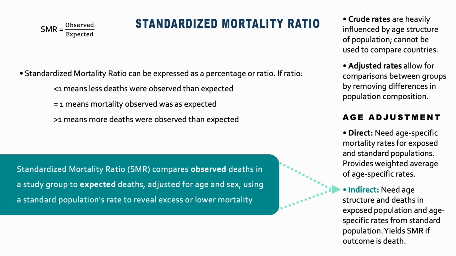Standardized mortality ratio is an indirect method of standardization. It allows for comparisons between groups, which is helpful in cases like this. You're going to divide the observed by the expected, and it can be expressed either as a percentage or as a ratio. If it's a ratio, if it's less than 1, then fewer deaths were observed than what would be expected. So maybe an intervention was protective and helped people survive. If it's the same, that means there was no difference. And if it's greater than 1, that means there were more deaths than expected.